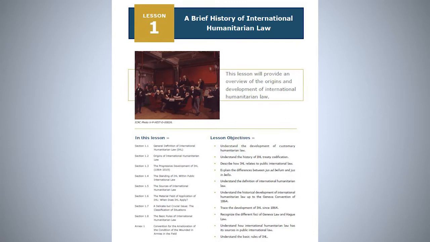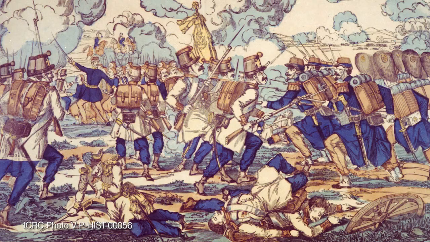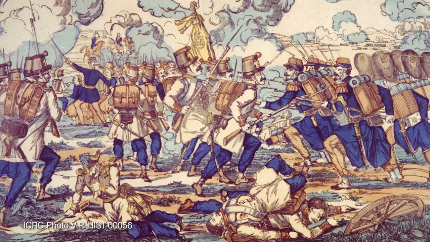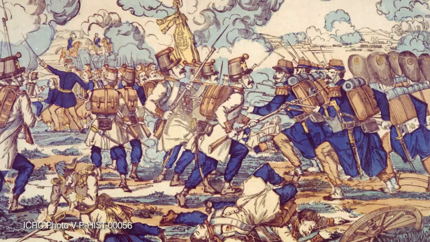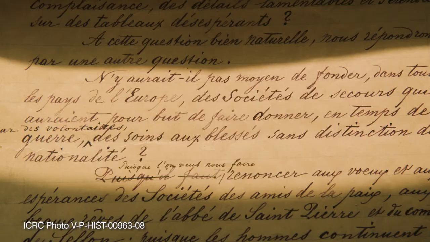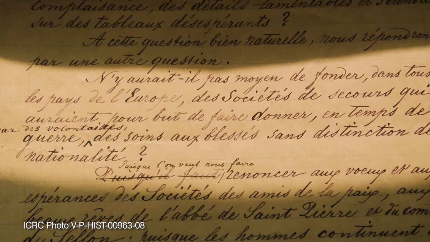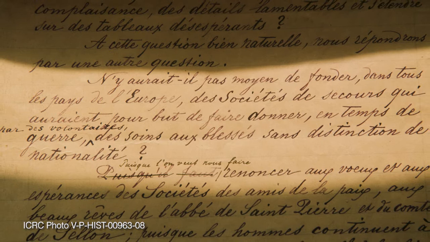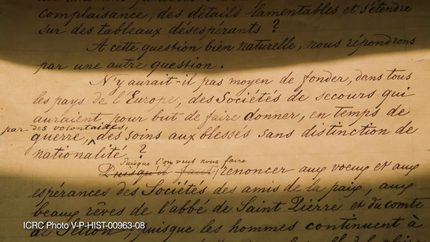Lesson 1 provides an overview of the history of IHL. Although similar customs were practiced throughout history, modern IHL was born out of the Battle of Solferino in 1859, a conflict between French and Austrian forces that took place in what is now northern Italy. J. Henry Dunant, a Swiss national, recorded the miserable situation of the wounded left on the battlefield in his 1862 book, A Memory of Solferino, and proposed ideas that would lay the foundations for today's IHL treaties and the National Red Cross and Red Crescent societies.